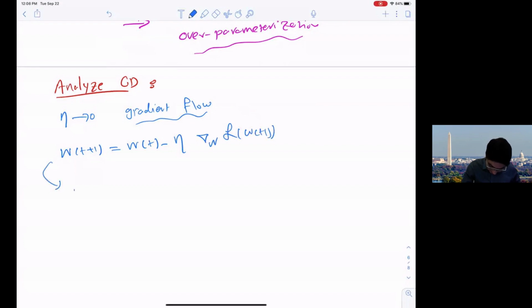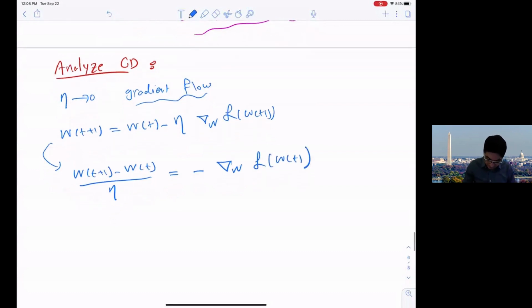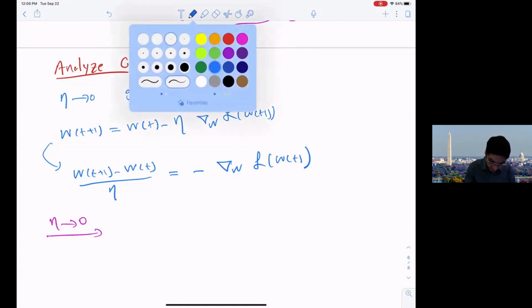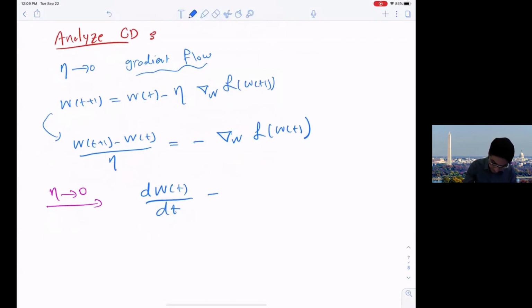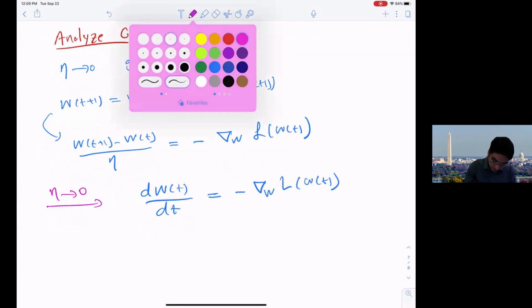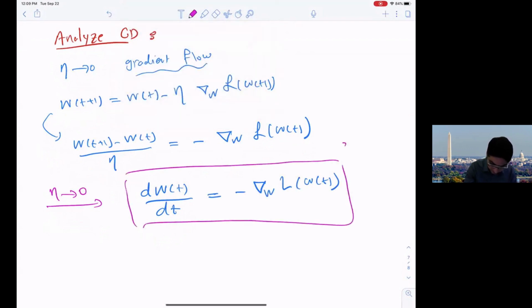Now from here, I can look at the finite difference that I observe in my parameters. This is going to be equal to the negative gradient of my loss function evaluated at w_t. And when I look at the limit, when eta goes to 0, when my learning rate is really, really small, this will basically converge to some ODE based on the dynamics of my weights. So I can write that as the temporal change in my weights being equal to the negative gradient of my loss function. This equation is called gradient flow dynamics.